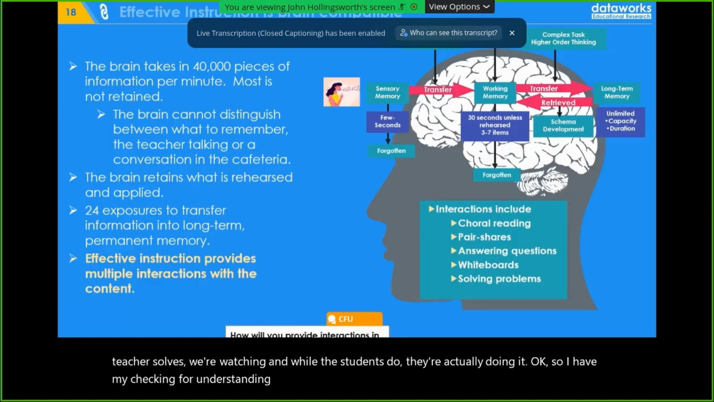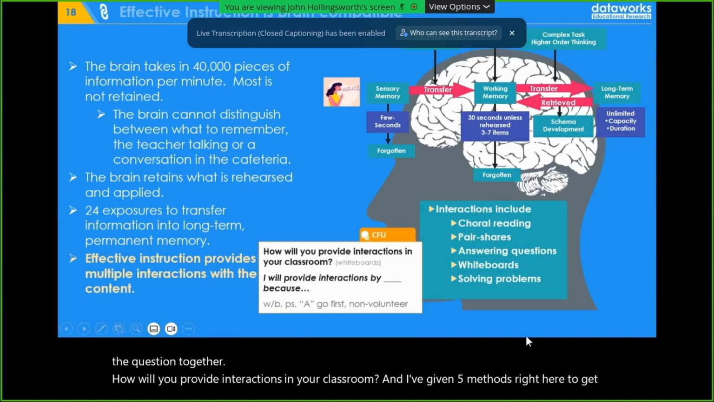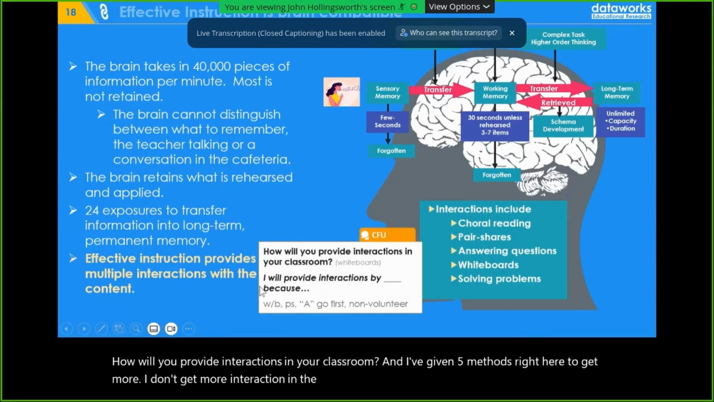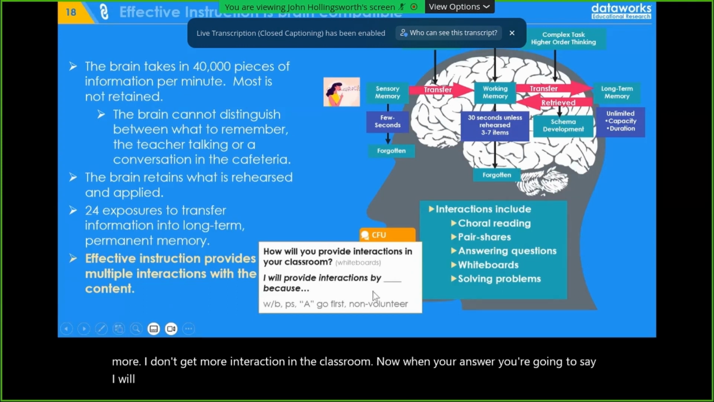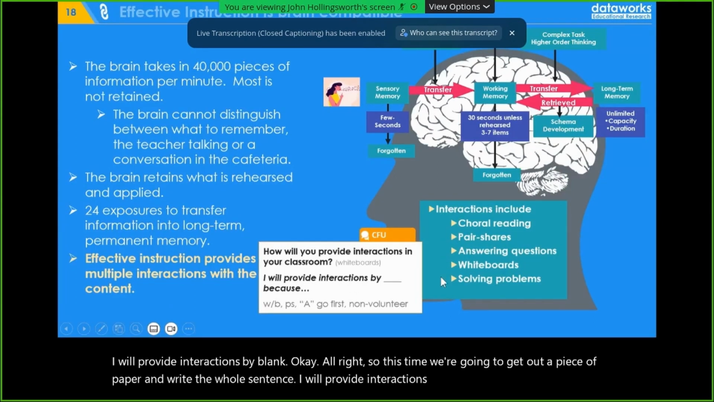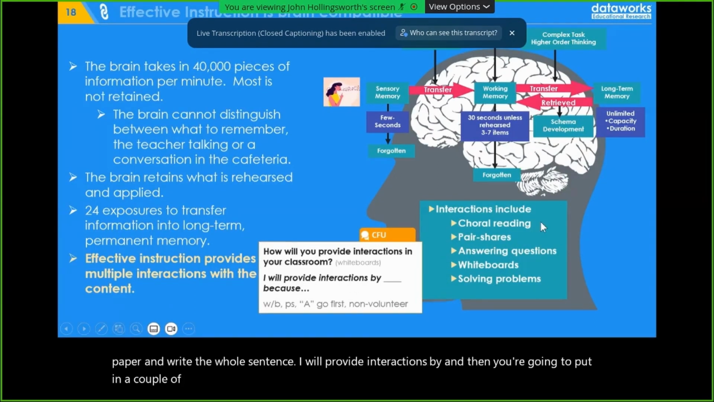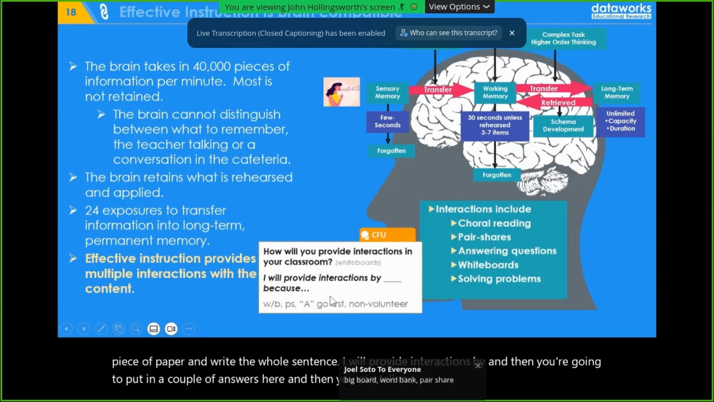How will you provide interactions in your classroom? And I've given 5 methods right here to get more interaction in the classroom. Now, when you answer, you're going to say, I will provide interactions by blank. Okay? All right, so this time we're going to get out a piece of paper and write the whole sentence. I will provide interactions by, and then you're going to put in a couple of answers here.